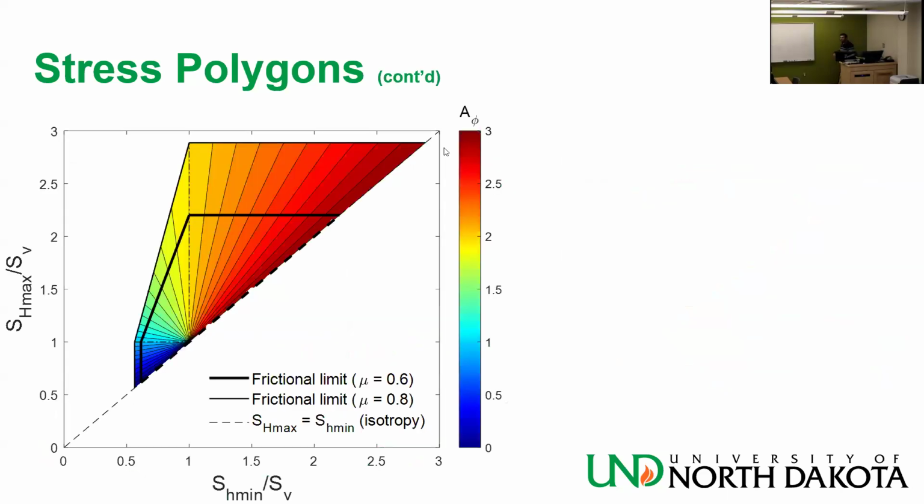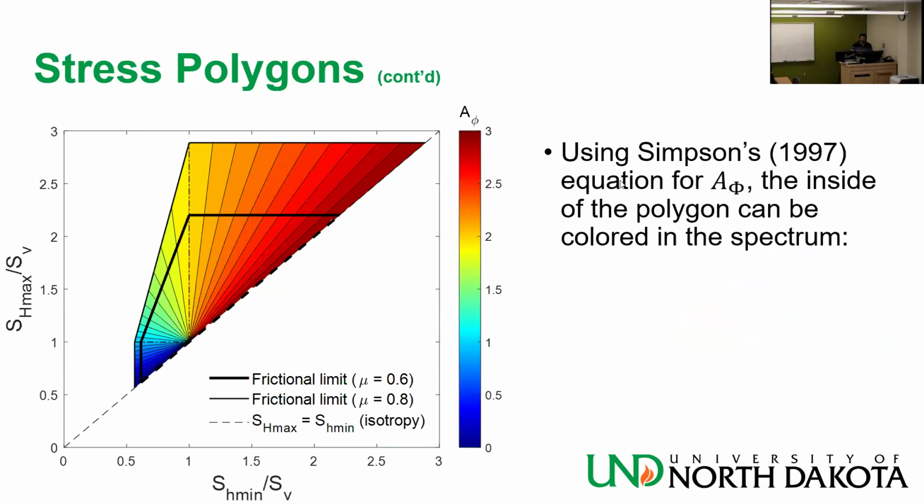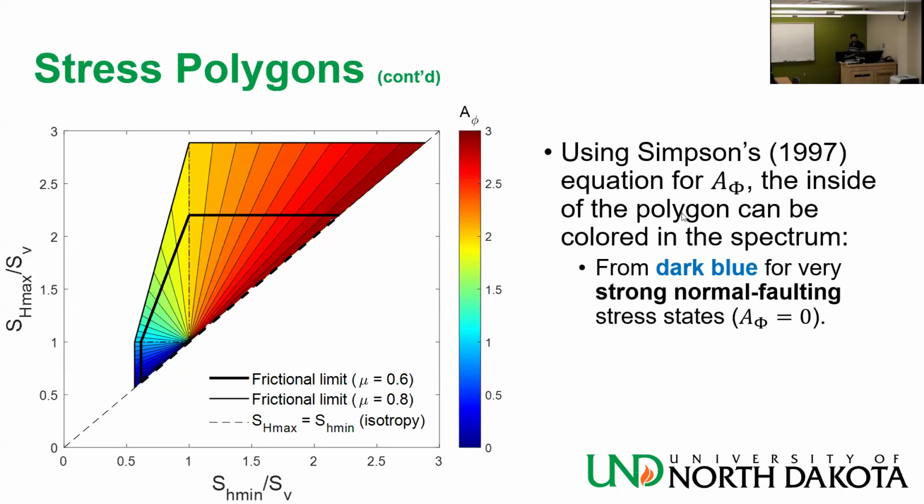Now, taking it one step further, honoring what Jens-Erik Lund's-Knee did, where he used the Simpson equation for AFV, you can color the inside of the polygon with this color scheme. From dark blue, which is very normal faulting stress state, to dark red, which is the very, very, very reverse faulting stress state, and everything else in between.